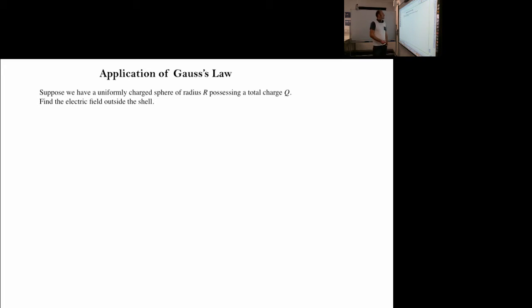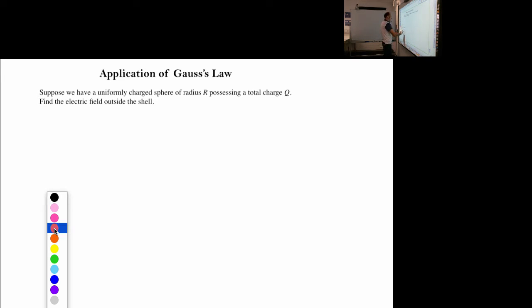Okay, so in this lesson we're going to look at the application of Gauss's law. Gauss's law is extremely powerful in situations where you have symmetry, and it makes calculation of the electric field very quick and very easy. So we're going to suppose that we have a uniformly charged sphere of radius r, and it's got a total charge of q.